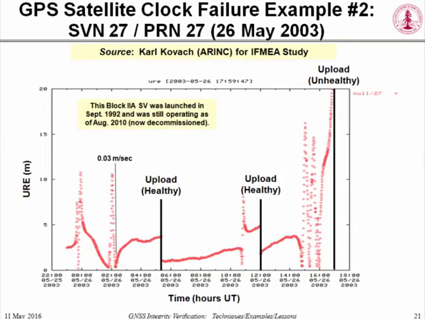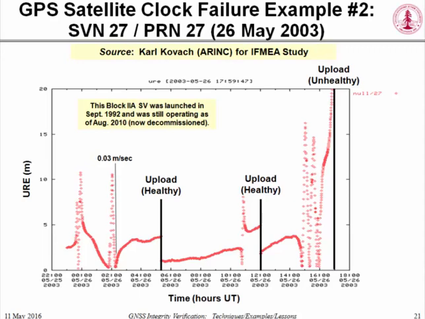What's a more typical clock failure isn't quite as severe. This one was in 2003. Here we're not plotting drift rate, but just user range error versus time. And this is over 20 hours. So here the satellite was generating significant errors. Instead of flagging it as unhealthy, the OCS simply uploaded the satellite with new clock correction parameters and kept it healthy, so you can see the error went down.